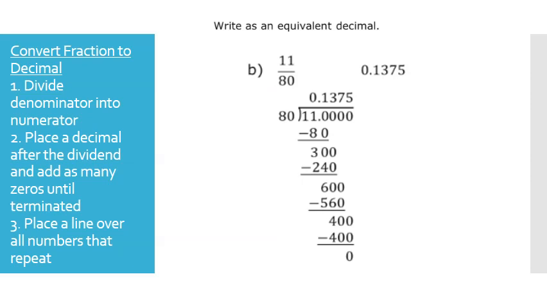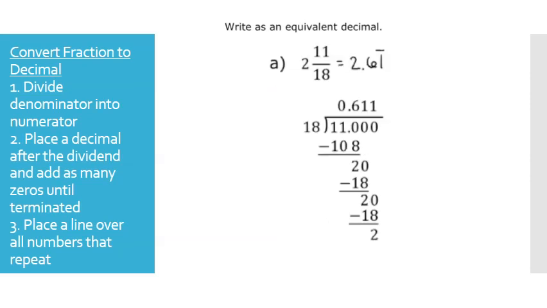We can add 20 zeros if we want to, but if it terminates, there's no need to add any more zeros after that. And after we do the division, the computation, and place our decimal point up in the quotient, our answer then becomes 0.1375. So the fraction 11 over 80 has the equivalent decimal 0.1375.